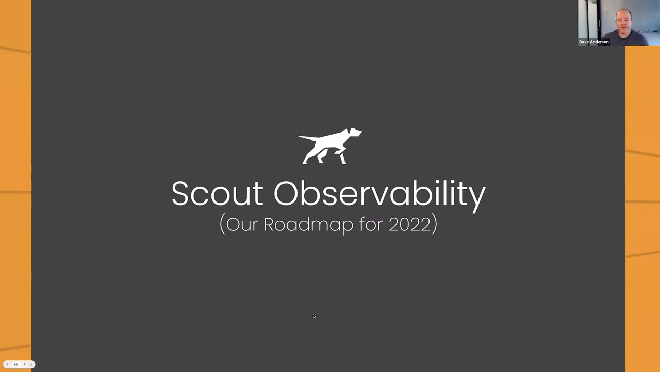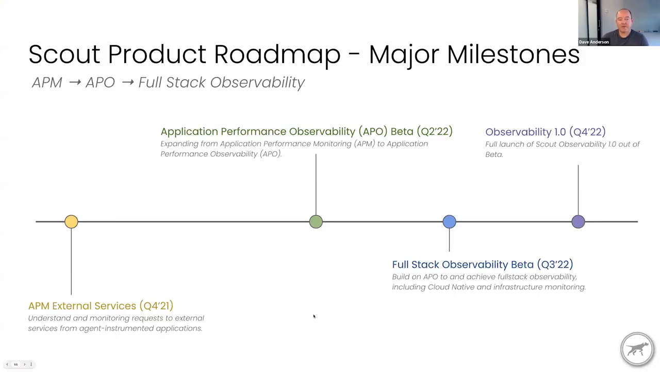So where does that leave Scout with the observability piece in mind, and what's our roadmap for 2022? The Scout product roadmap for 2022 is transforming from application performance monitoring to application performance observability, and eventually into full stack observability. In Q4 of 2021, we released the external services feature of Scout that allows you to understand and monitor requests to external services through HTTP API calls to third parties or your other microservices. That starts to get a bit of that observability piece as far as the external services go within the existing Scout platform.